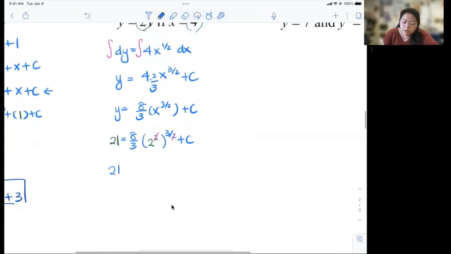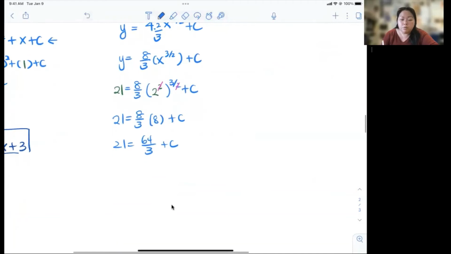So you get 21 equals 8/3 times 8 plus c. 21 equals 64/3 plus c. I'm going to change the 21 to 63/3 equals 64/3 plus c. So c is negative 1/3.